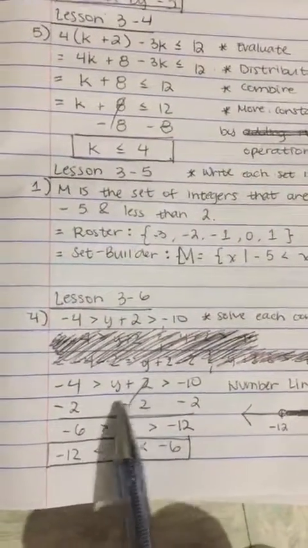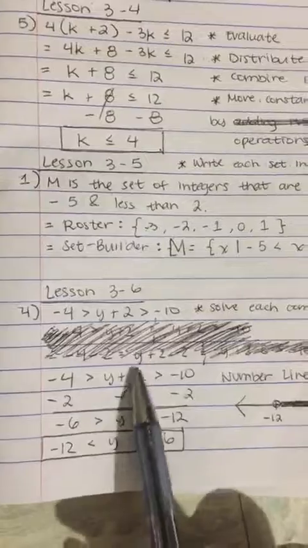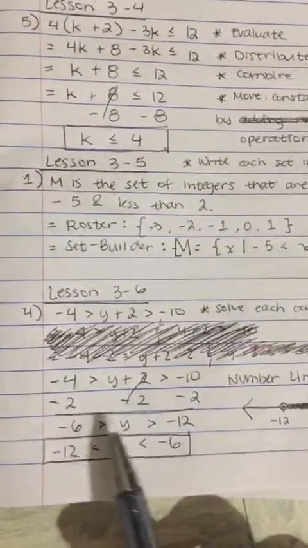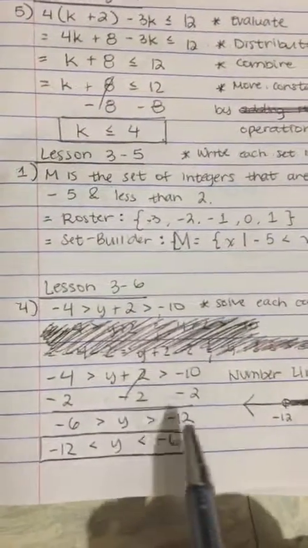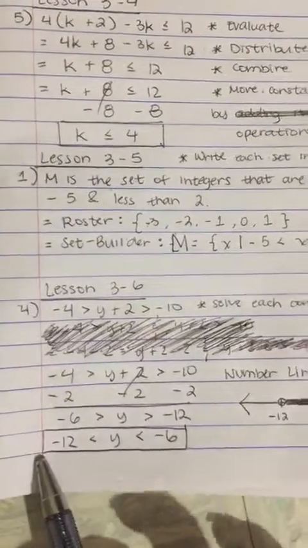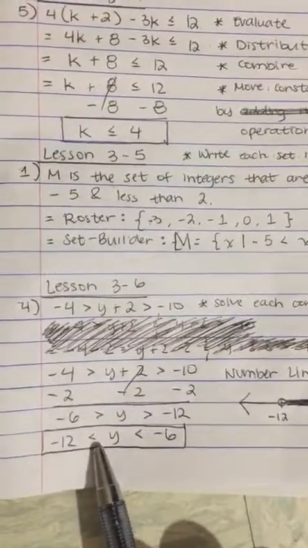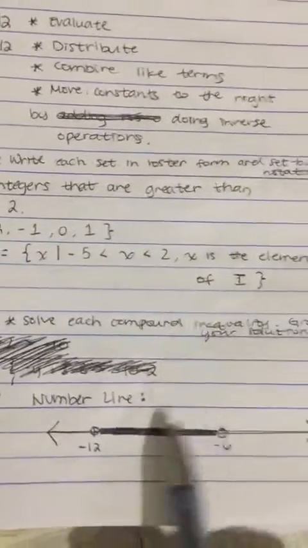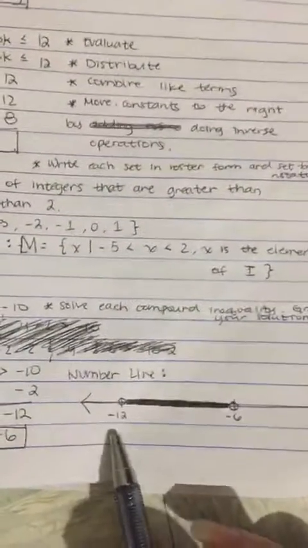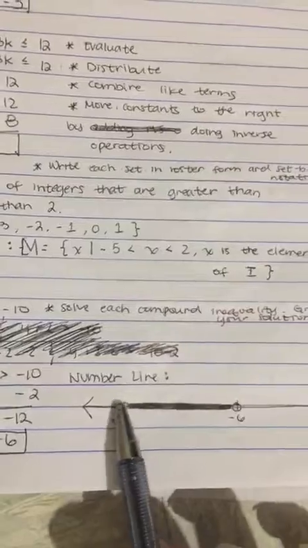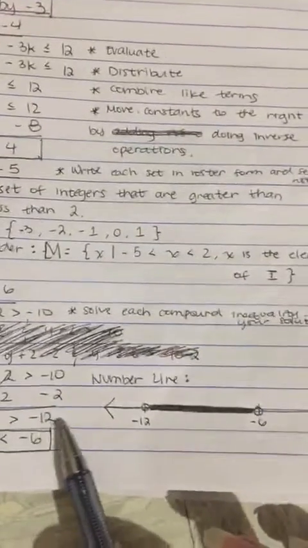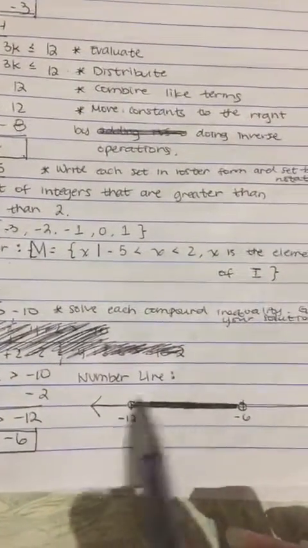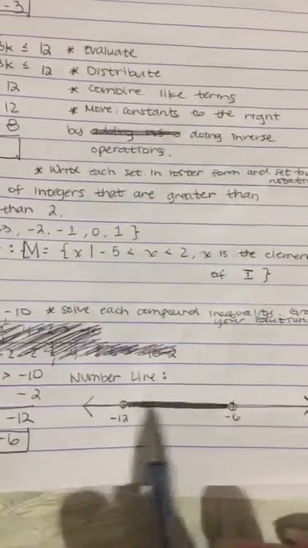So subtracting 2 on all sides to isolate the y, you get negative 6 is greater than y, which is greater than negative 12. Switching it up, you get negative 12 is less than y, which is less than negative 6. And graphing it on the number line, you'd put negative 12 and negative 6. And since it's less than, you use open circles and you shade the middle.